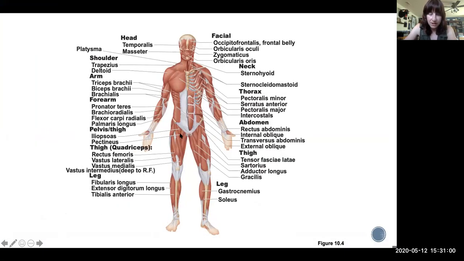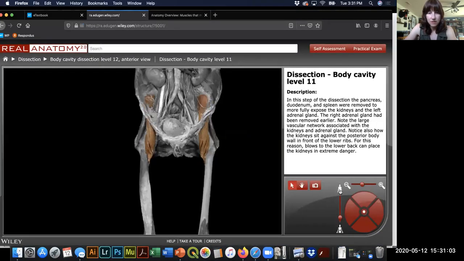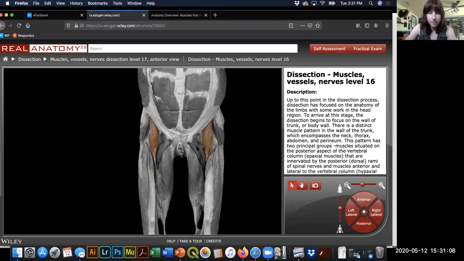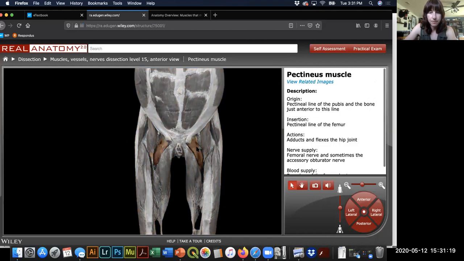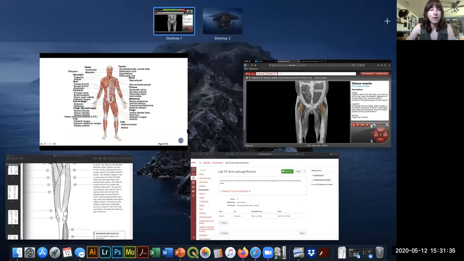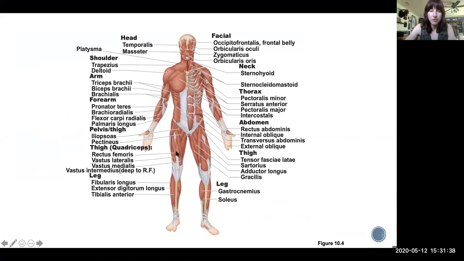Anyway, the Pectineus muscle, which we did see a little bit of over here. They didn't identify it in that level of dissection, I guess. Your Pectineus muscle and the Iliopsoas or Iliacus muscle, these guys are going to be flexing your thigh or your hip, right? And moving down, our quadriceps muscles at the front.